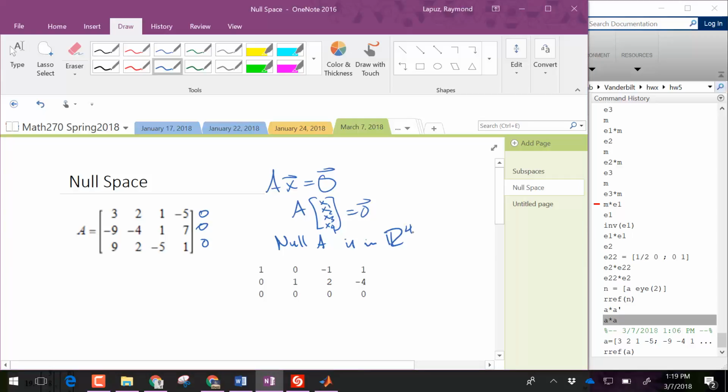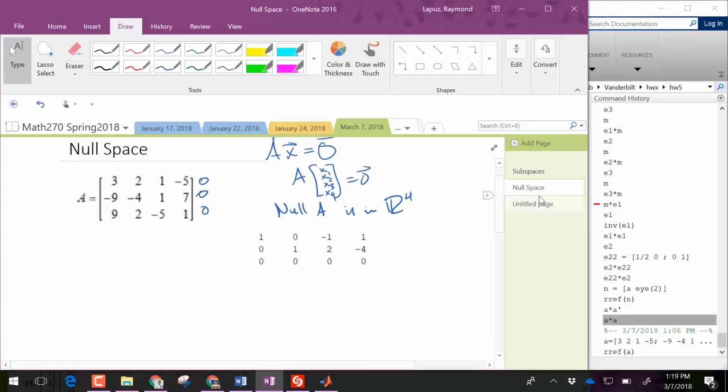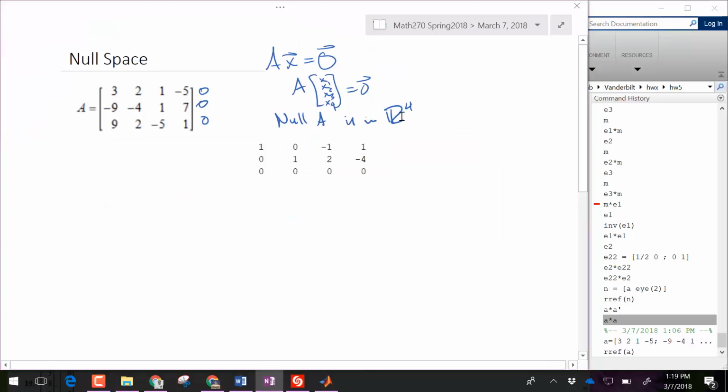If you close your eyes and think really hard, then you can possibly visualize the idea that in four-dimensional space, you can imagine a point, a line, a plane, or a three-dimensional space that's one dimension lower than your four-dimensional space, or the whole thing. But the idea is that Null A, in this particular example, is a subspace of R4. And all we really care about is what's going to span that. So let's see, what is going to span that?